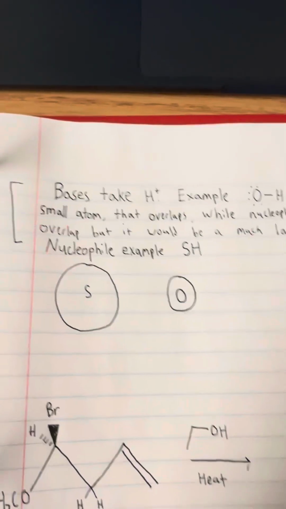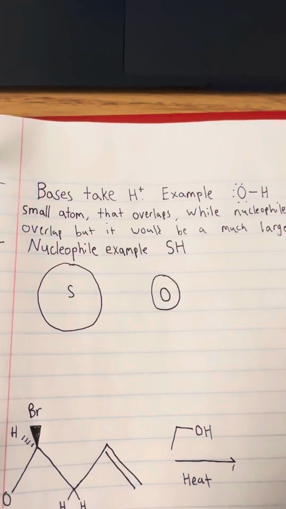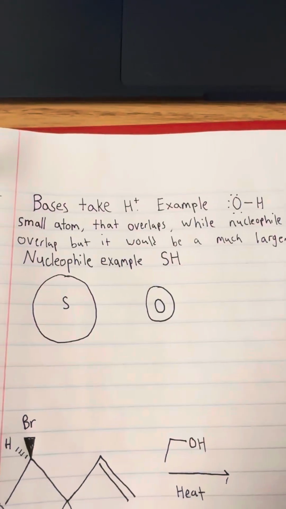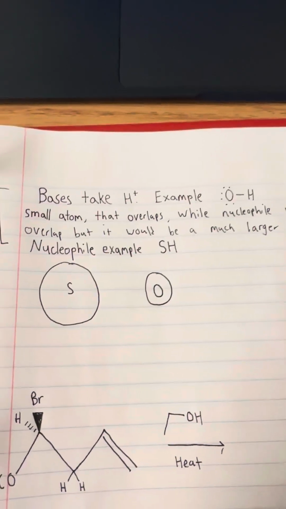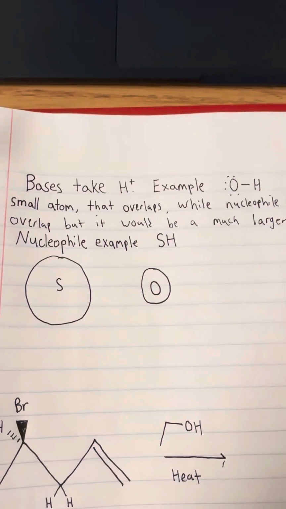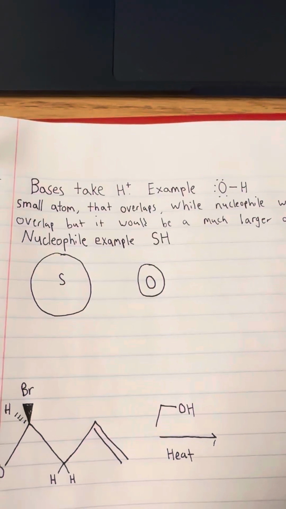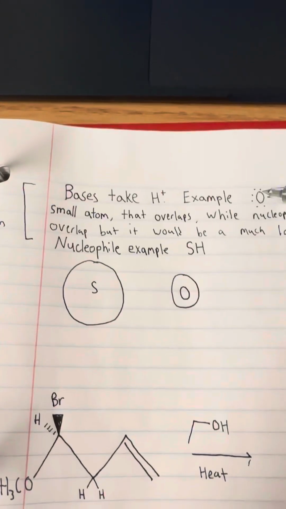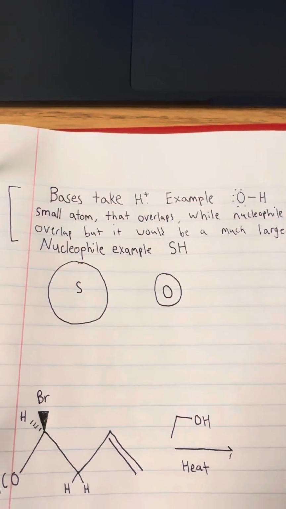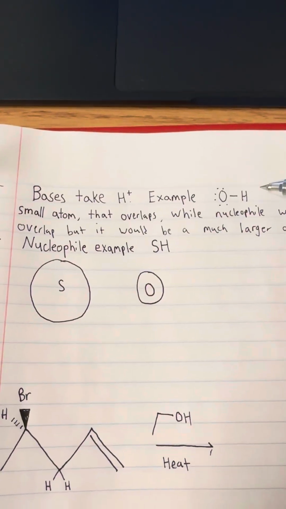Okay, so this is video assignment 3 for organic chemistry. The first task was to distinguish between a strong base and a good nucleophile. I said bases are known to take the hydrogens, or the protons. An example of a strong base would be OH- right here. That would be a strong base.